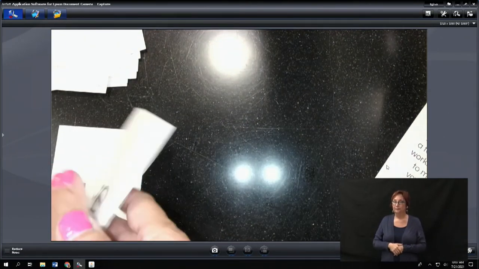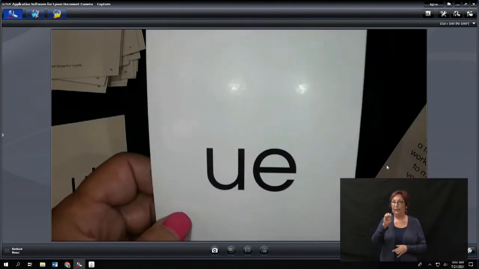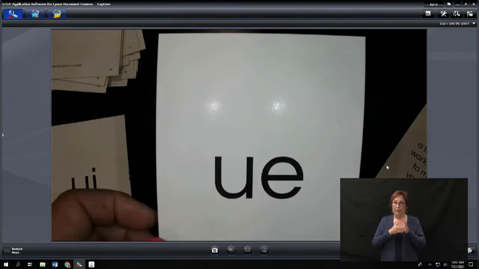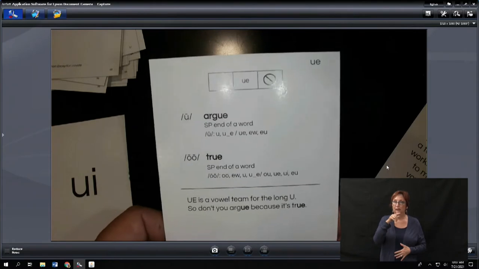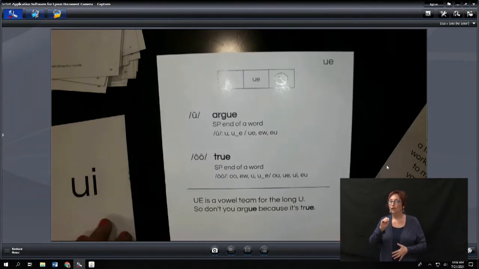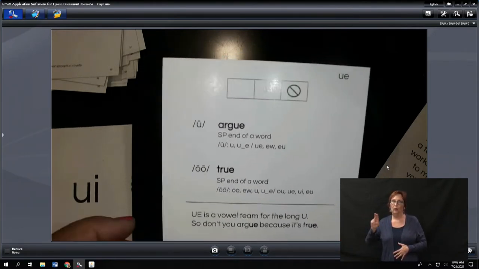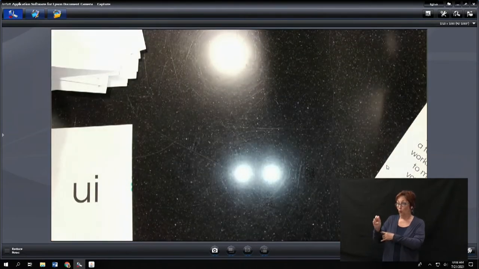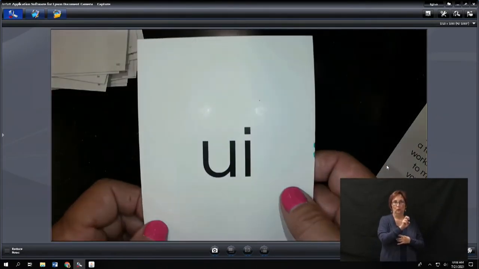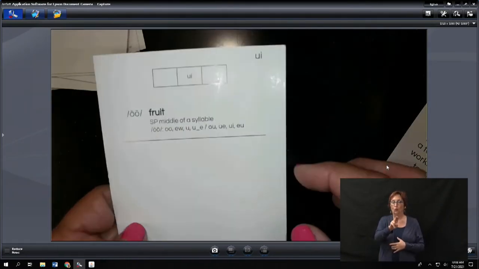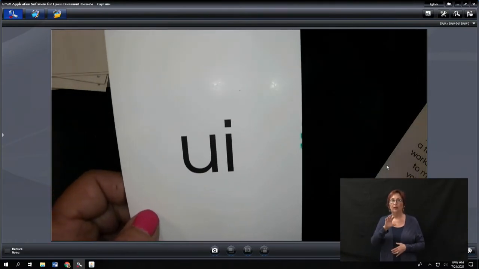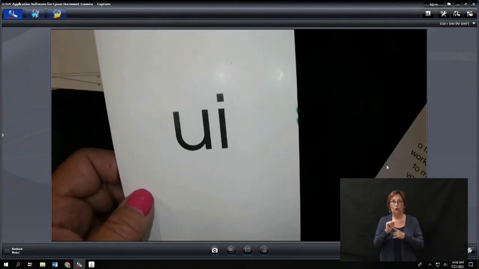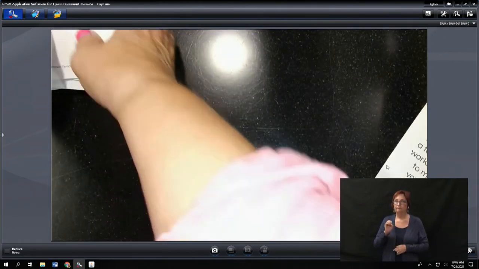Here's the UE. It is the long U sound. It says U and oo, as in argue and true. It's long U. And this is UI. It just says oo, as in fruit. Okay. Does anybody have any questions?